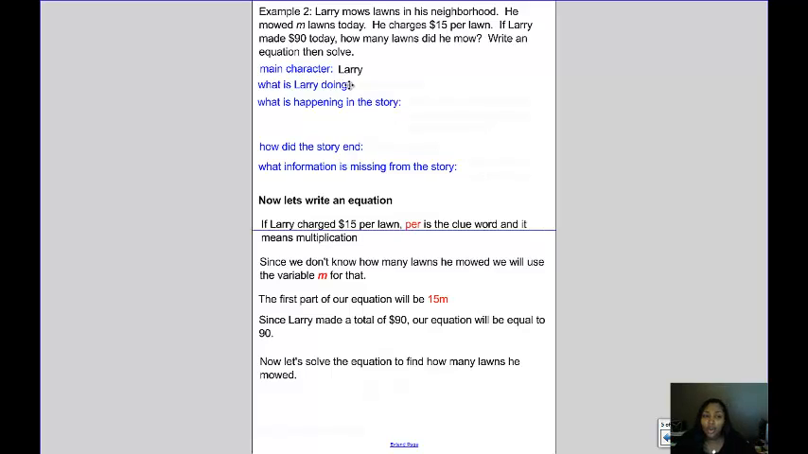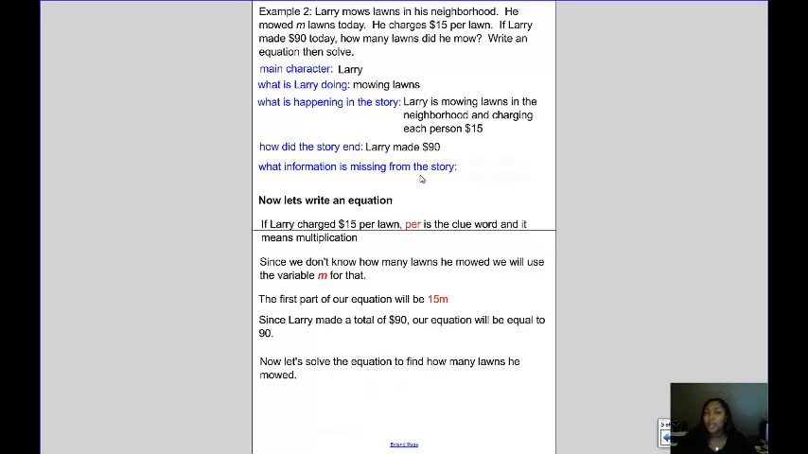Then what is Larry doing? Well, Larry is mowing lawns today. And what's happening in the story? Well, he's mowing lawns in his neighborhood, and he's going to charge each person $15. So every time he mows a lawn, that homeowner is going to pay him $15. And how did the story end? Because stories always have an ending. Well, at the end of the story, Larry made $90. So then we have to think about, what's some missing information? Because something has to be missing. It's a math problem.